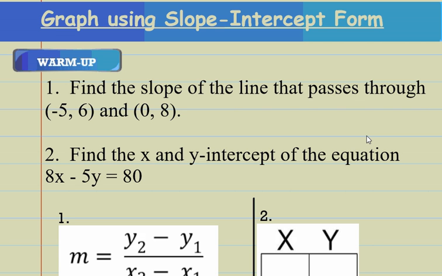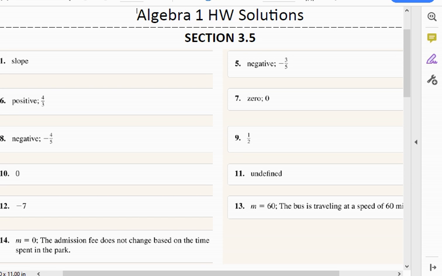Last lesson, we completed section 3.5, day 1, which was on finding the slope of lines given a variety of information. Sometimes we were given a table, sometimes we were given a graph, sometimes we were just given 2 points and asked to find the line or the slope of the line that would connect those 2 points.